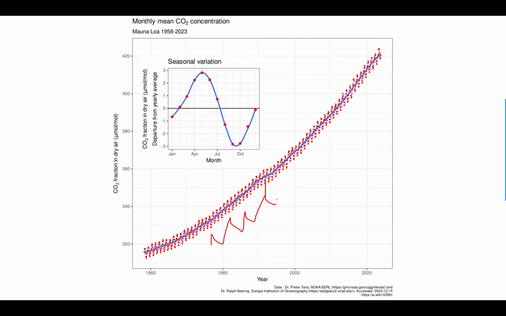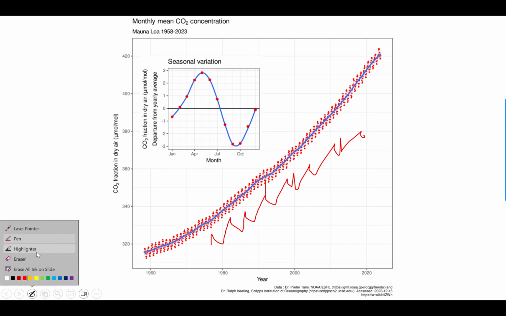So it just goes on like this. Yeah, my drawing is bad, but yeah. So that's how there are peaks and troughs, right? And then it's showing that the carbon dioxide level, from when the observation started, started from around 320 ppm and is now above 420 ppm, right?